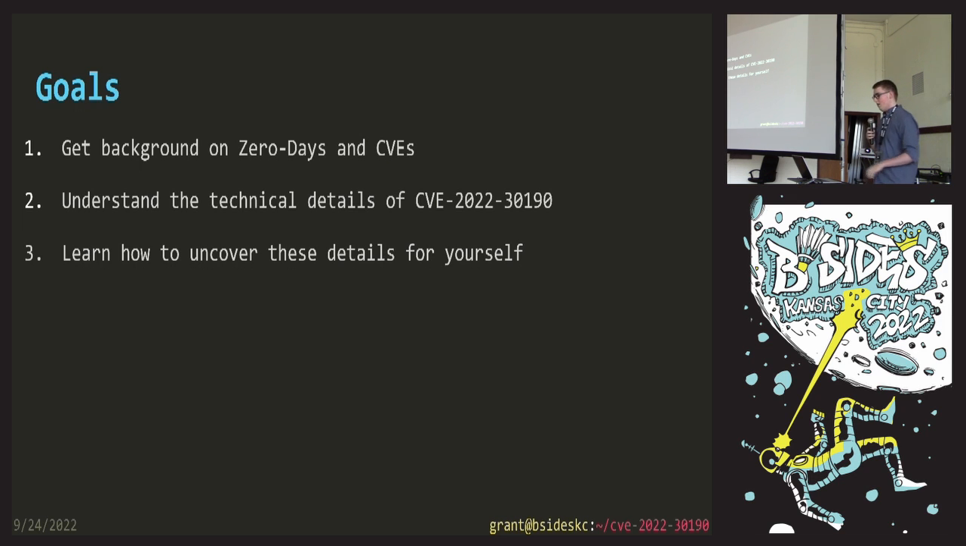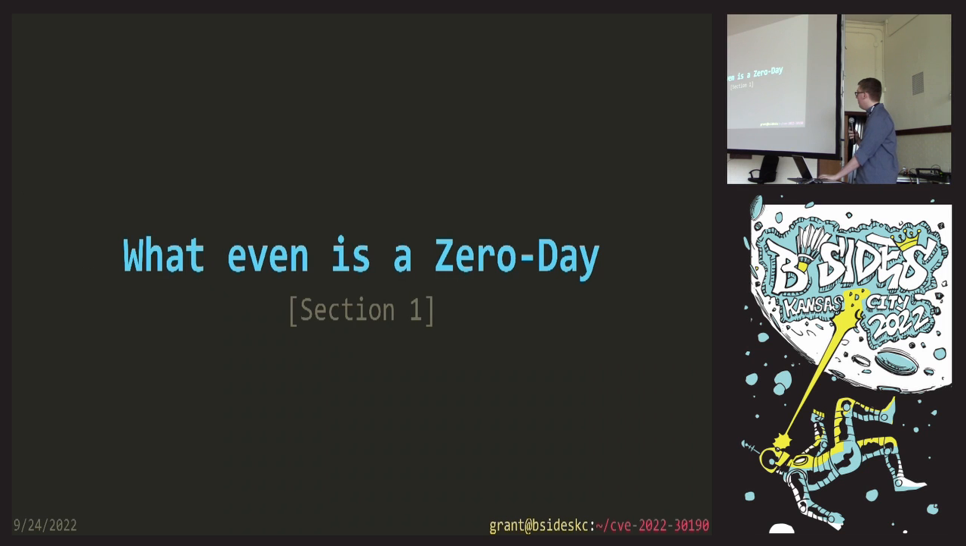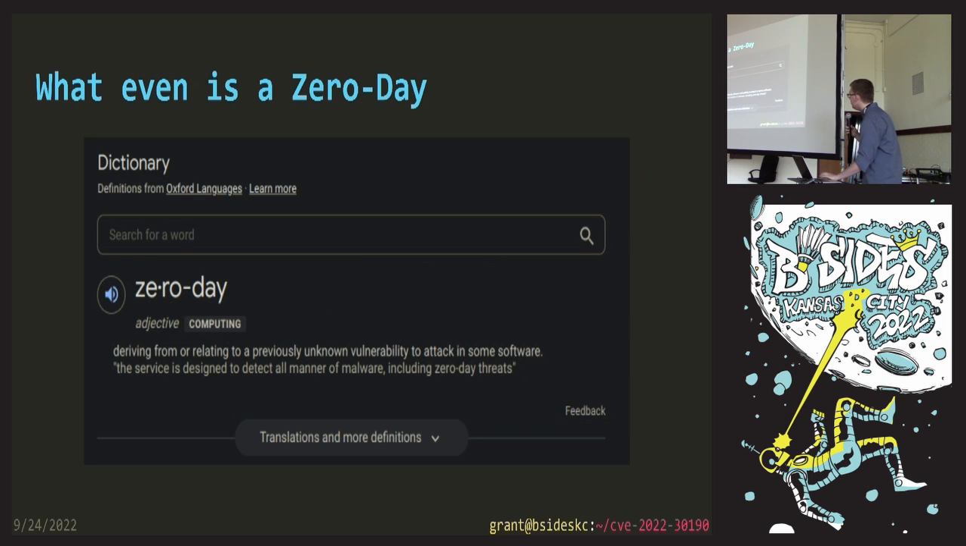So, yeah. What even is a zero day? According to the Oxford Dictionary, a zero day is deriving from or relating to a previously unknown vulnerability used to attack some piece of software. In simple terms, this is a new vulnerability. There are no patches out for it. There are no mitigation techniques. It's brand new. And we as a security industry need to figure out what we are going to do. How are we going to stop this attack from propagating throughout the internet?